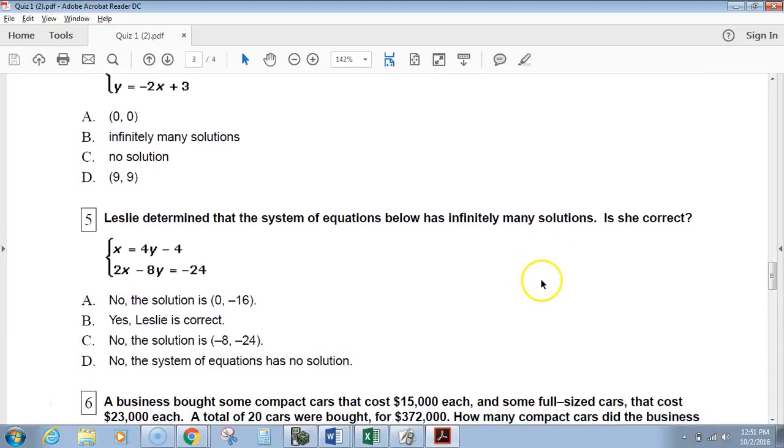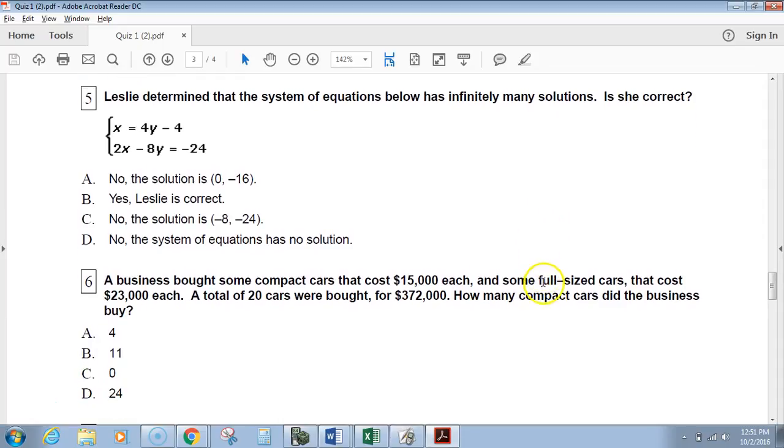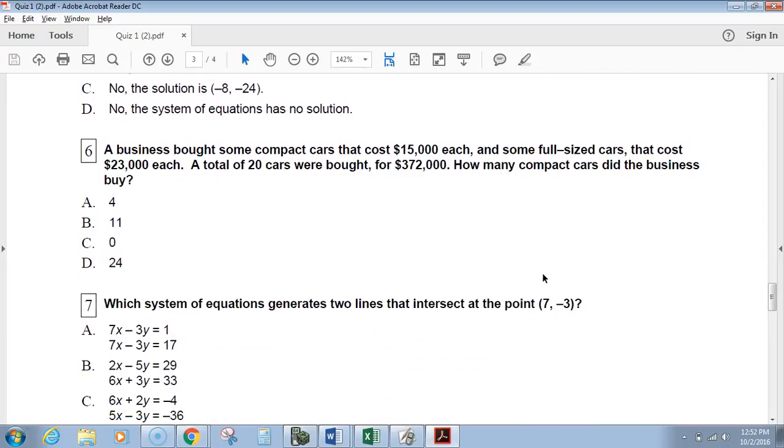Let's see. Leslie, determine the systems of equation below has an infinite amount of solutions. Is she correct? So you're going to solve that and see if you get an answer. Again, you just have two equations, two unknowns. We've done this a lot. So if you get to a point where you have an answer, then you can mark which answer that is. Or if you get to a point where you have numbers, you need to think of, are these true statements or all these false statements? And then you can go back and figure out from what I just said which one is which answer.